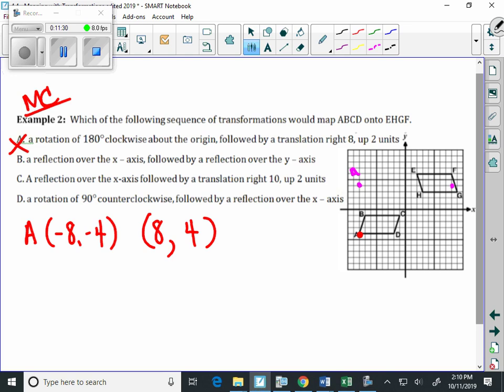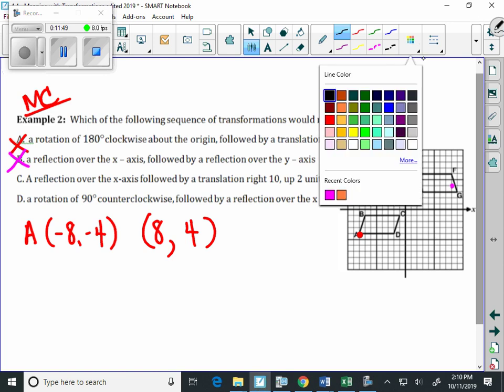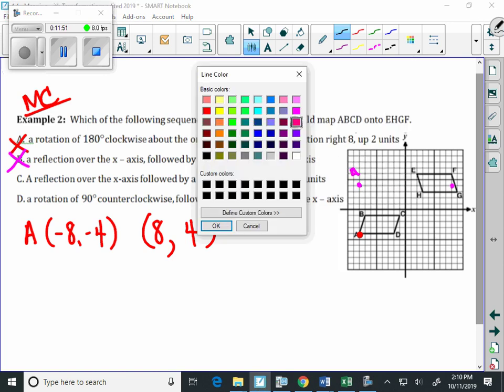Is this graph a reflection over the x-axis and a reflection over the y-axis? We need A to end up at E. Does A end up at E? No. So it's not B. So let's look at another value here.